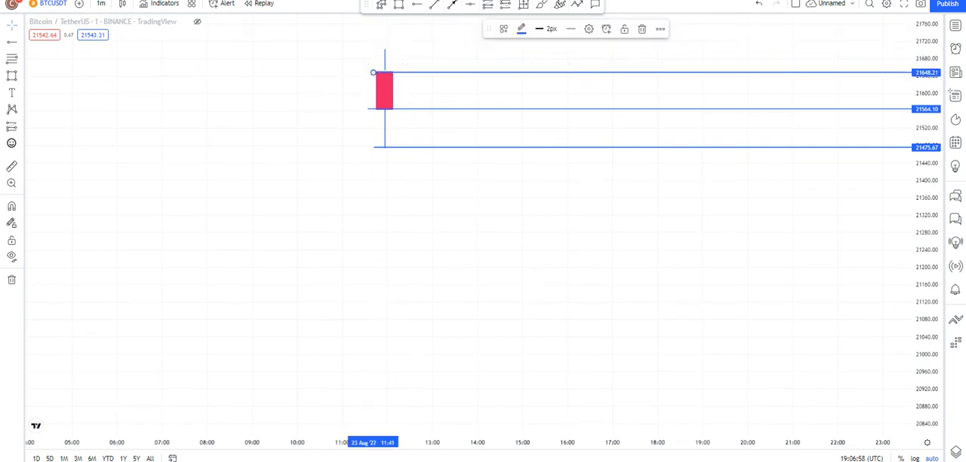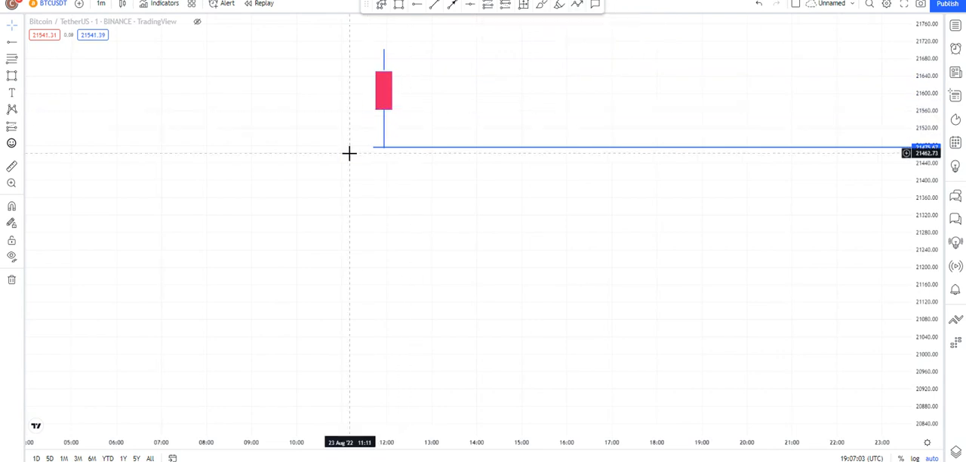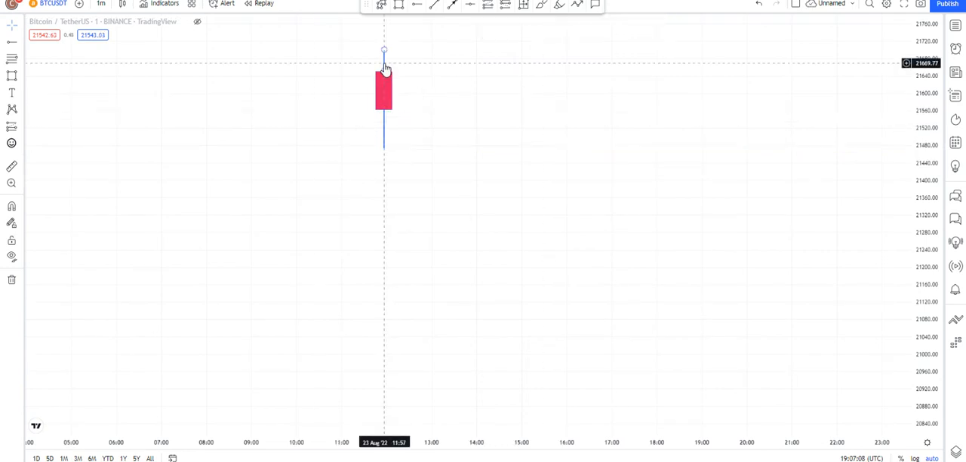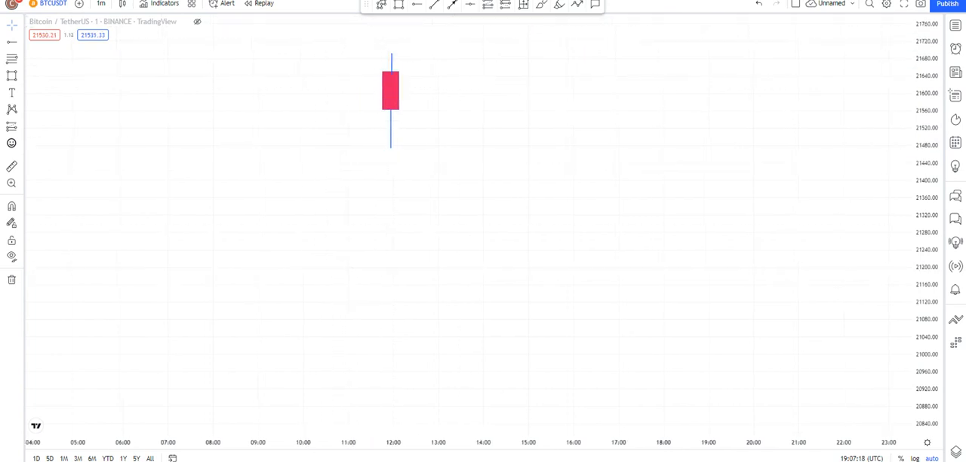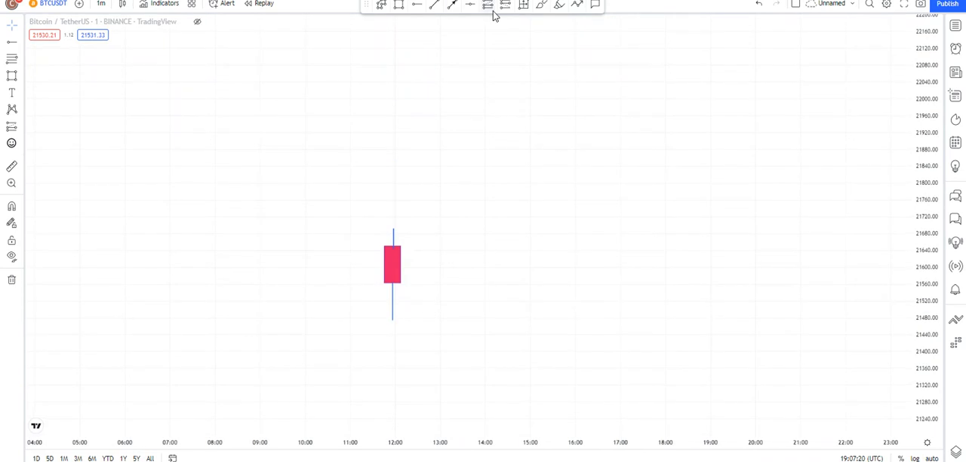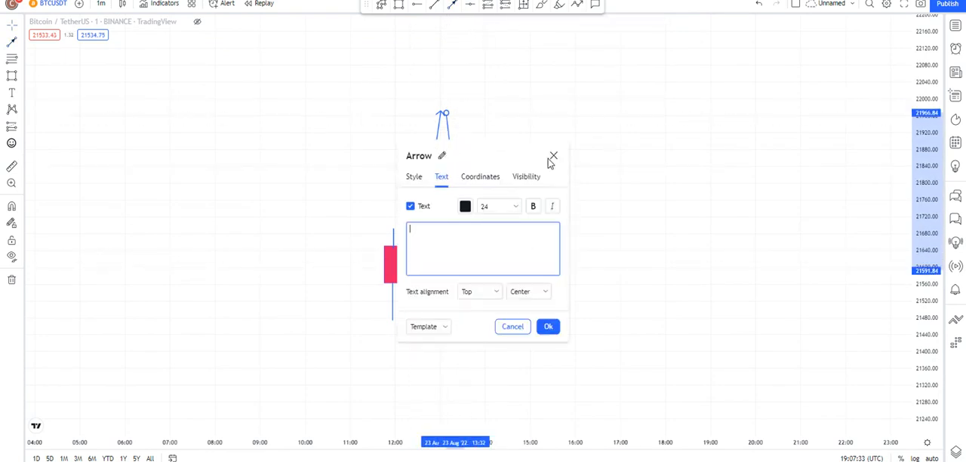So this candlestick, for example, let me assume that this is our bullish order block. This is the last down candle, and after this candle happened, there was a price movement to the upside. So anytime we come down here, we want to buy.